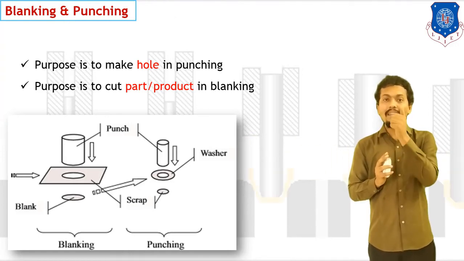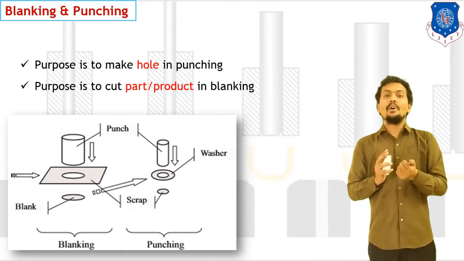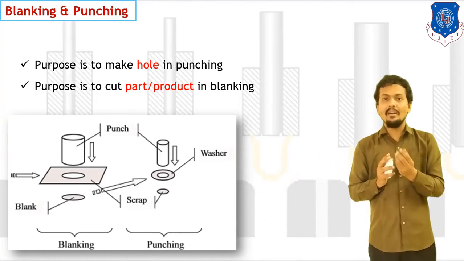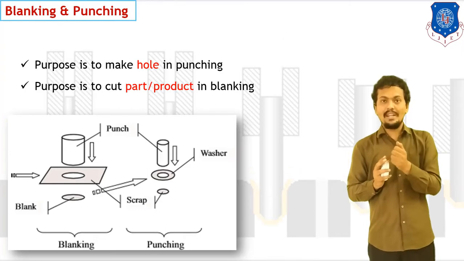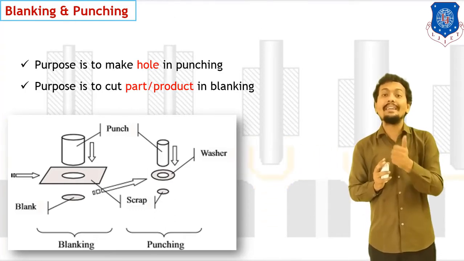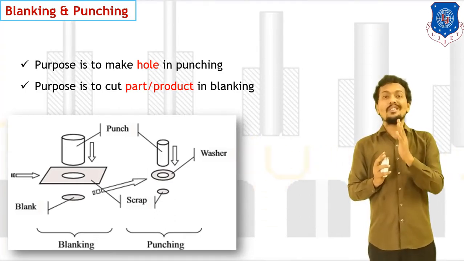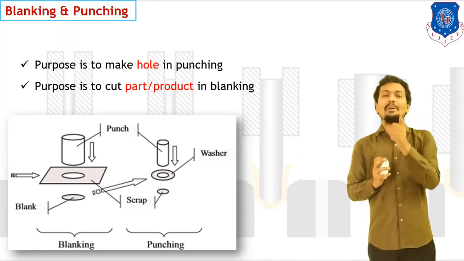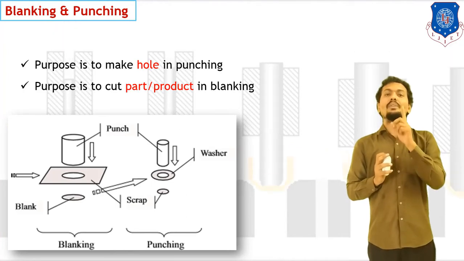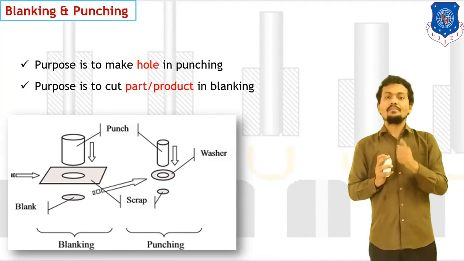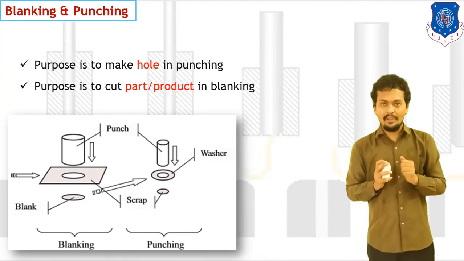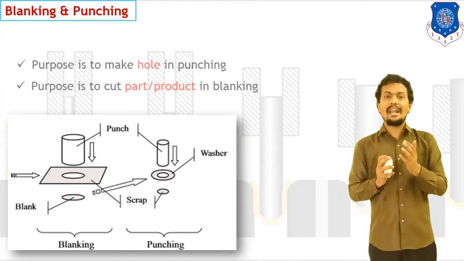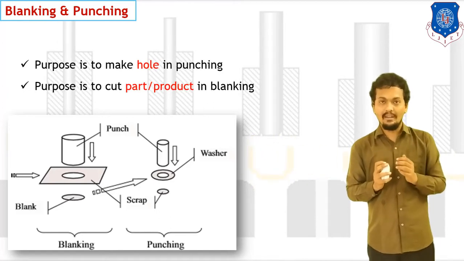Here, the cut part is your purpose. For example, you want to cut a circular coin shape from the sheet metal. This coin is your purpose. That's why this operation is known as blanking. And if your purpose is just to make a hole in the sheet metal, it is a punching operation. So there is only a single difference between blanking and punching, and both operations can be performed on sheet metal.